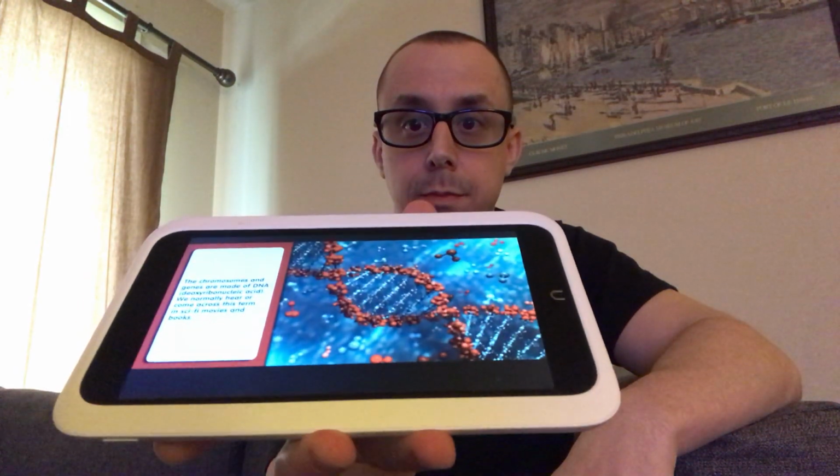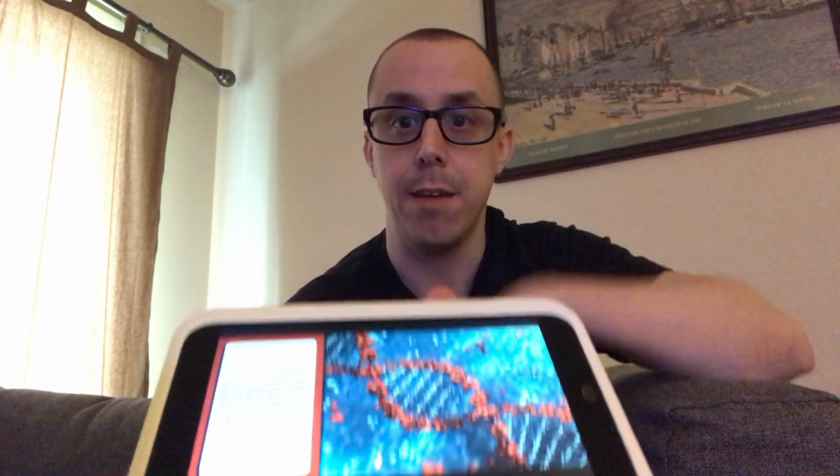The chromosomes and genes are made of DNA, the deoxyribonucleic acid. We normally hear or come across this term in sci-fi movies or in books. This is a strand of DNA right here. It goes together, it's called a double helix, sort of intertwined like a rope.